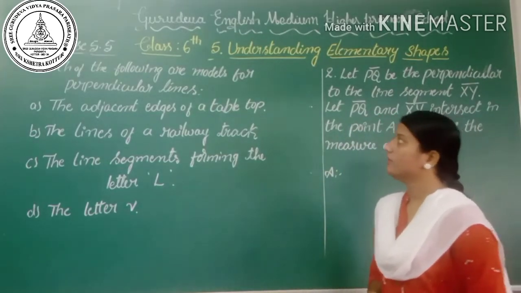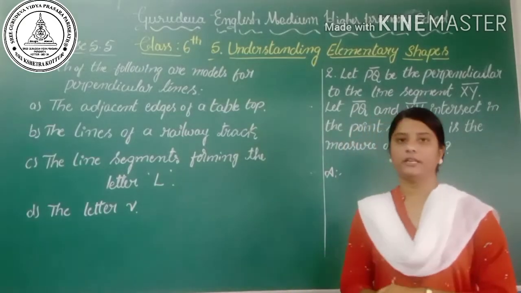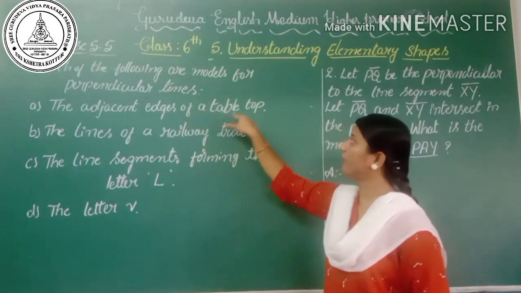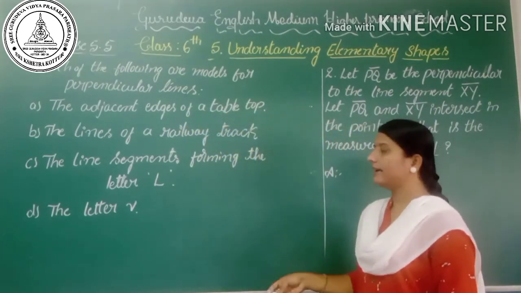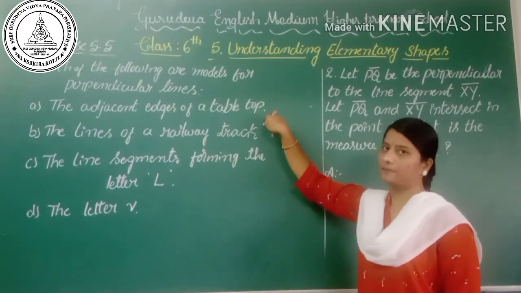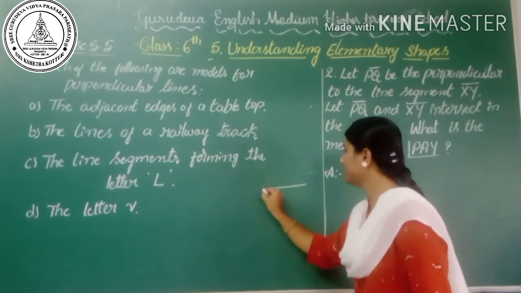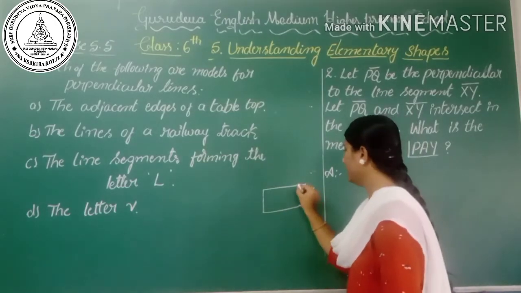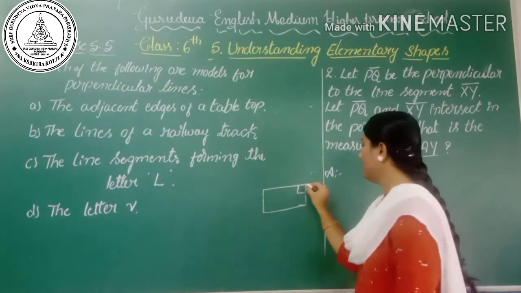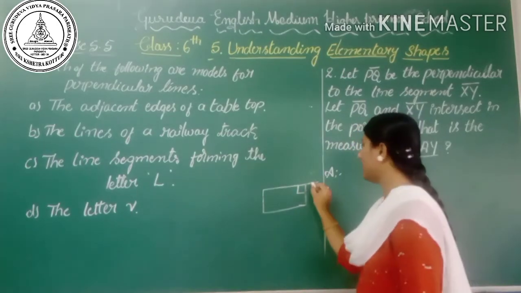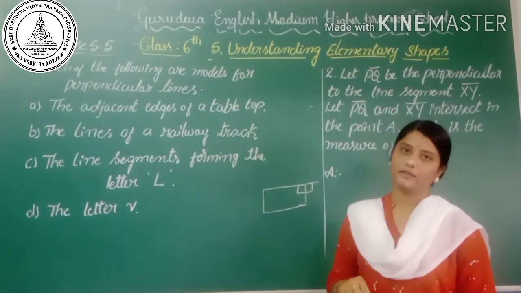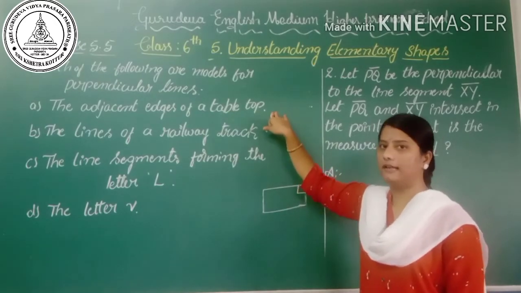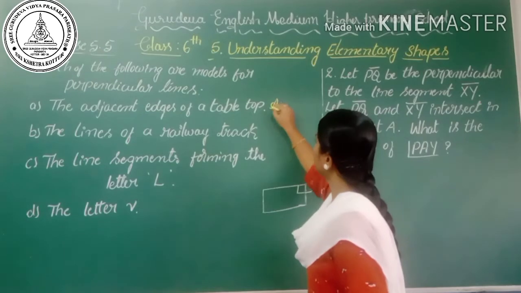The first question is, which of the following are models for perpendicular lines? The first one is the adjacent edges of a table top. Yes, the adjacent edges of a table top are perpendicular lines. Just imagine a table top. Here we can see the two lines intersect at a point and the angle made between the lines is a right angle. So the table top is an example for perpendicular lines. The answer is yes.